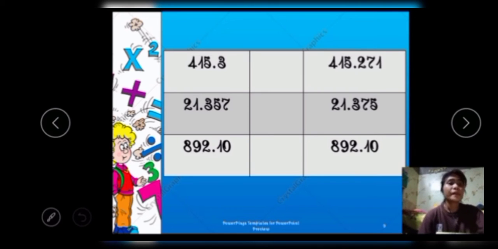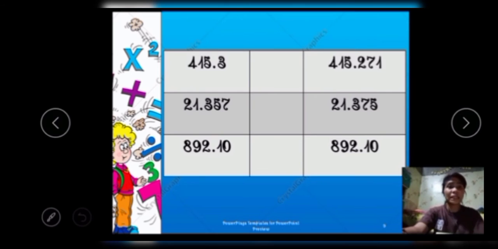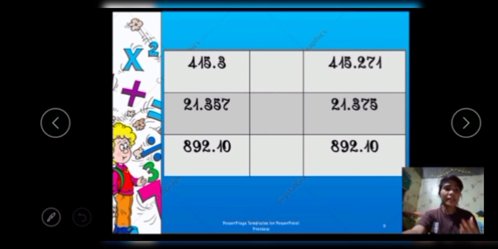415.3, and the right side is 415.271. To find which number is greater than, less than, or equal, we need to look at the value that is different and compare each number to know if the numbers are less than, greater than, or equal.